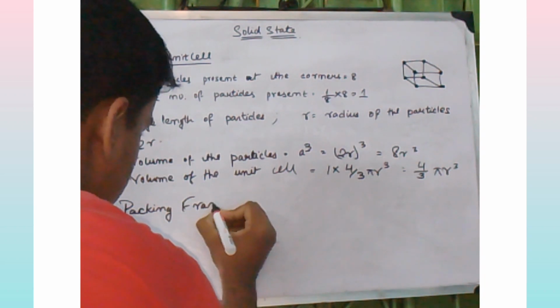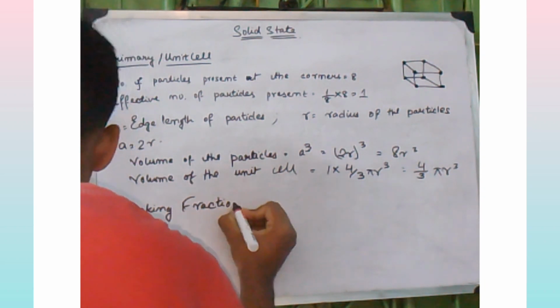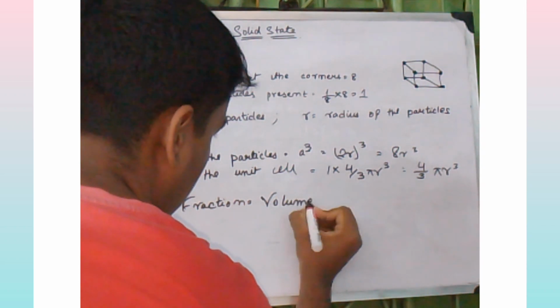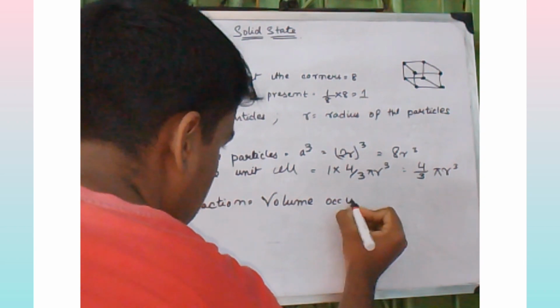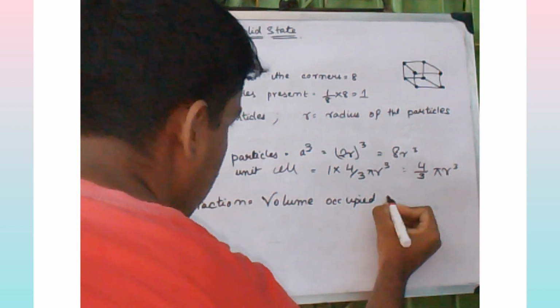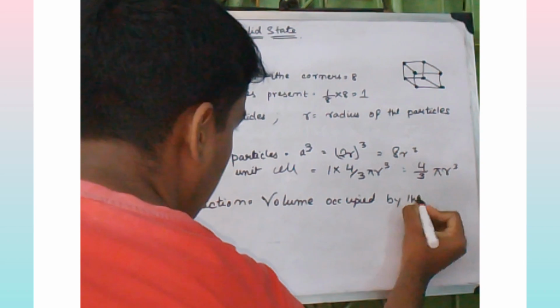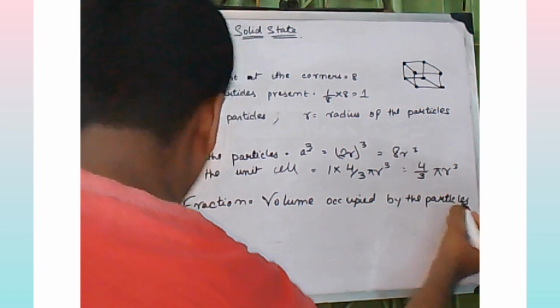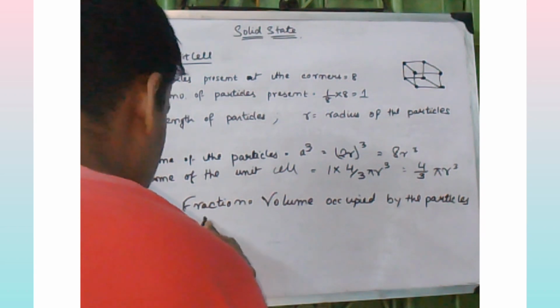And packing fraction equals volume occupied by the particles divided by volume occupied by the unit cell. This is a very useful formula. It will help you in the numericals.